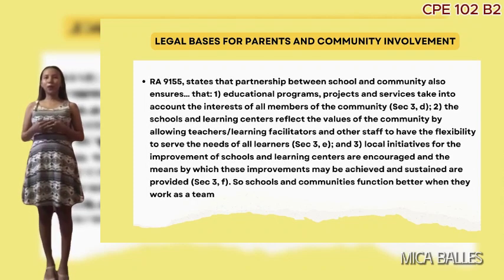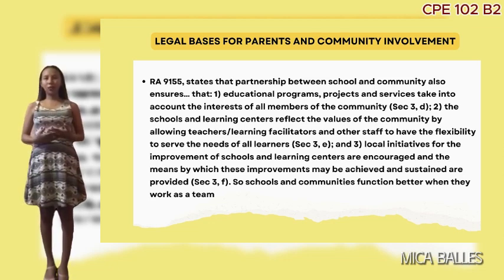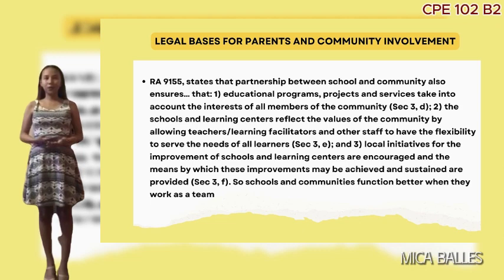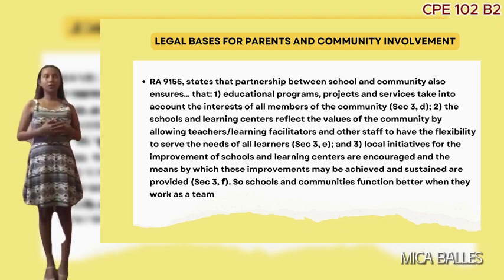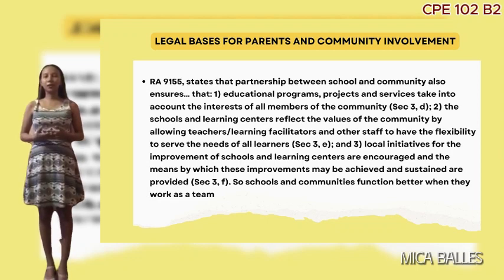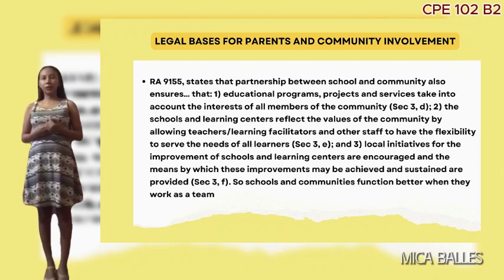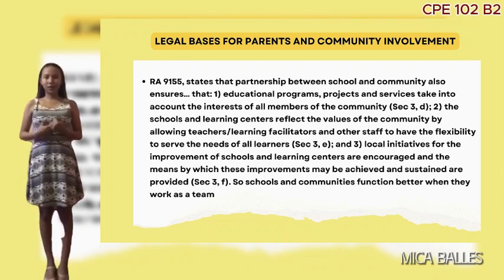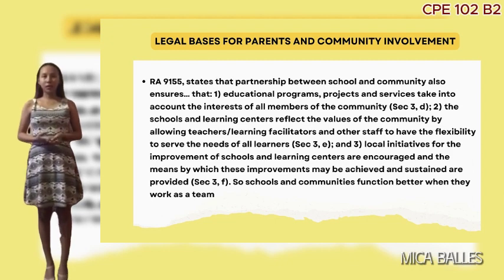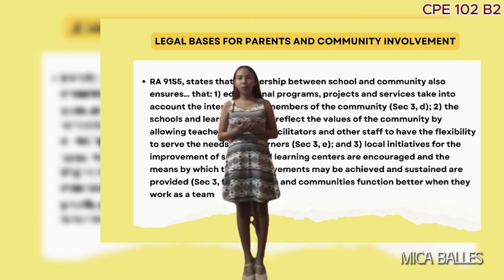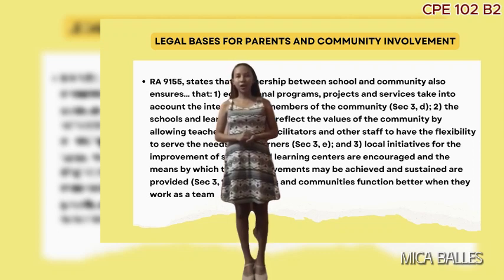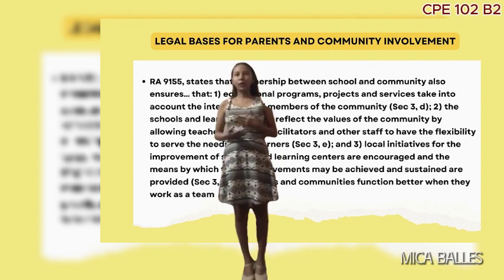Republic Act 9155 states that partnership between school and community also ensures that Number 1. Educational programs, projects, and services take into account the interest of all members of the community. Section 3. Number 2. The schools and learning centers reflect the value of the community by allowing teachers, learning facilitators, and other staff to have the flexibility to serve the needs of all learners. Section 3. And number 3. Local initiatives for the improvement of schools and learning centers are encouraged and the means by which these improvements may be achieved and sustained are provided. Section 3. So schools and communities function better when they work as a team.